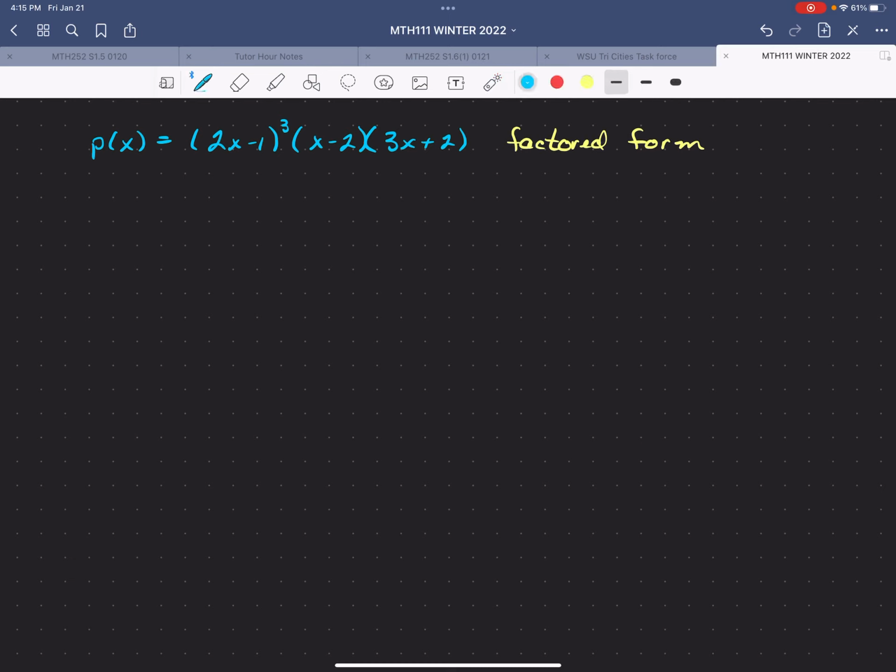So, but here's what we're going to do. Because if I want to know the degree of this thing, let's just do this work. Let's go ahead and expand this cubic, and I'm going to show you a shortcut for doing that. This thing that I'm going to write down over here in the corner is called Pascal's triangle.